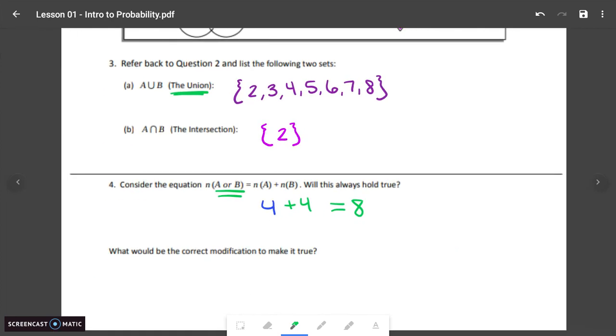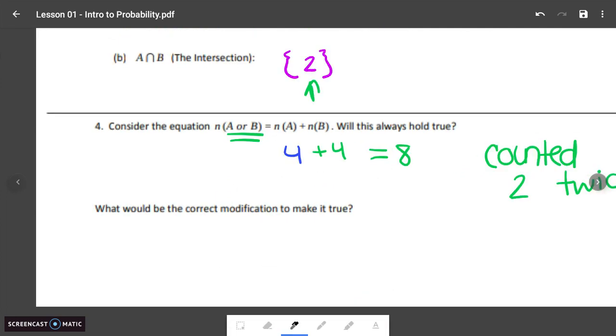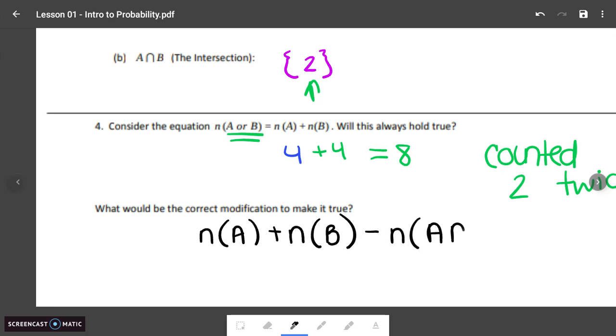So the reason why is because think about this number 2 here. We counted 2 twice, because it was an even and it was a prime. So to make sure we do that, the correct modification to this formula is going to be, if you do n of A plus n of B, you have to subtract out the intersection of A and B.